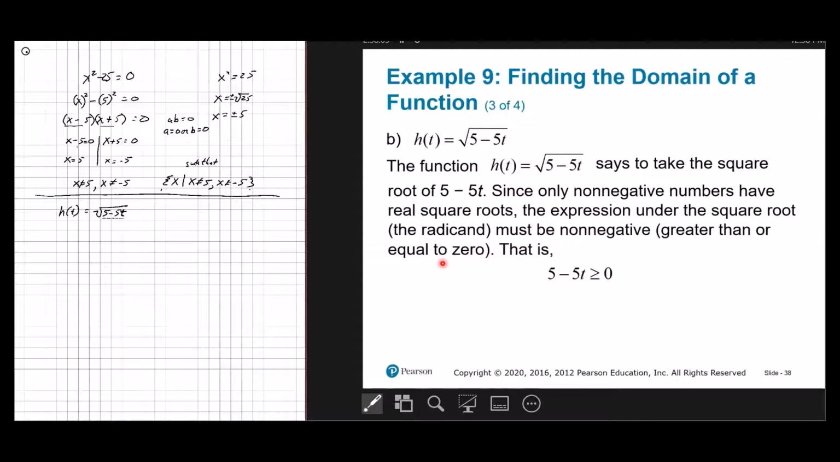So if I go through the process of solving for t, so I can find out what real numbers I can use for t, then I'm going to subtract 5 from both sides. So that means negative 5t has to be less than or equal to negative 5. I'm going to write this down here because there's a question I want to ask. So what am I doing? What's my next step?